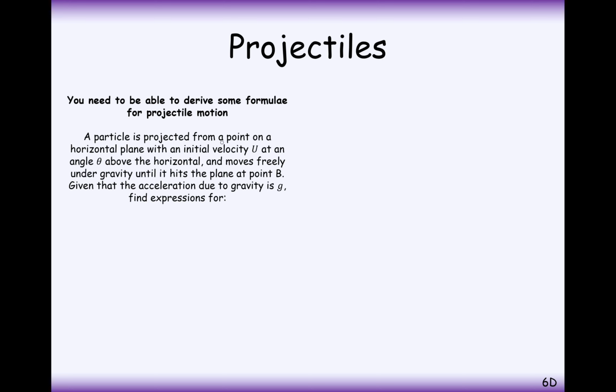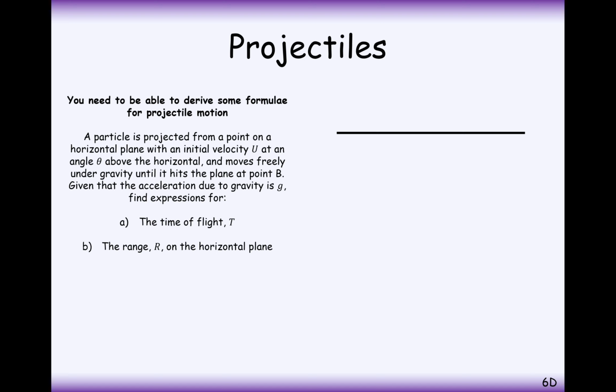So a particle is projected from a point on a horizontal plane with an initial velocity u at an angle of theta above the horizontal and moves freely under gravity until it hits the plane at point B. Given the acceleration due to gravity is g, find an expression for the time of flight, the range of the horizontal plane, and it's just those two parts there.